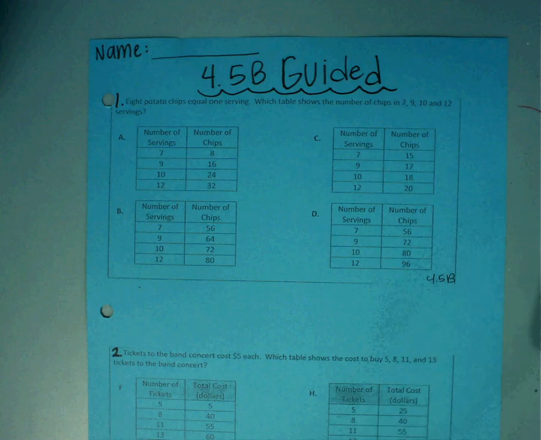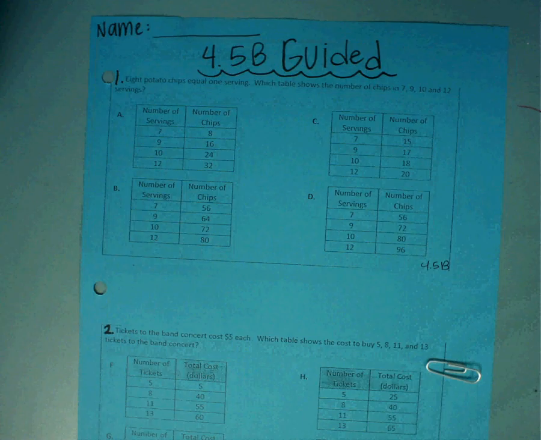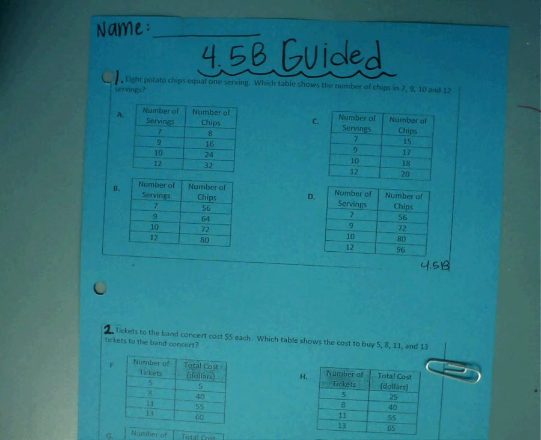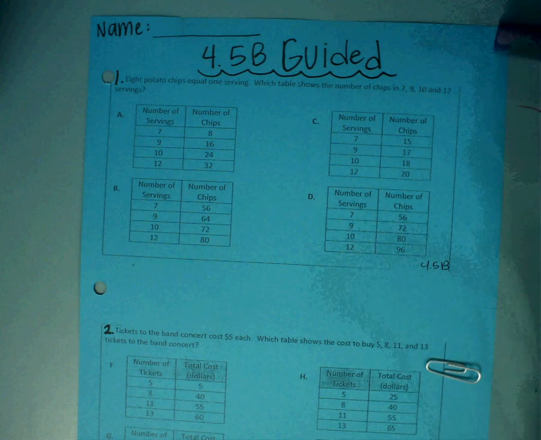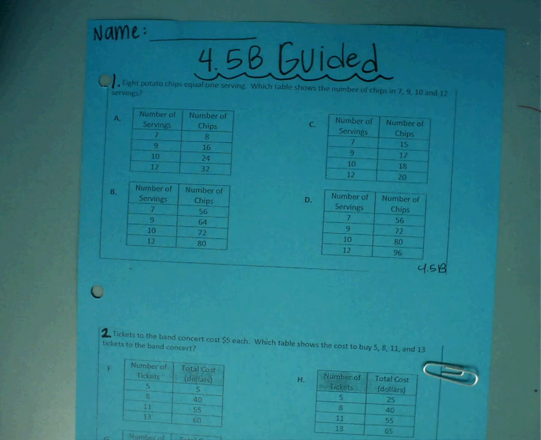All right, let's look at this Black Ops 4.5b. So I see on number 1 it says 8 potato chips equal 1 serving. Which table shows the number of chips in 7, 9, 10, and 12 servings? So the first thing I need to do is make my double T chart.